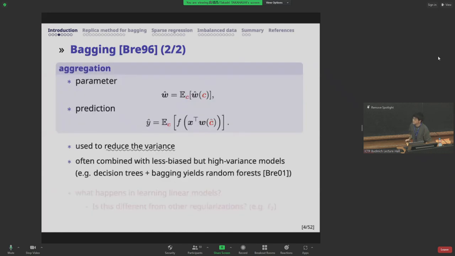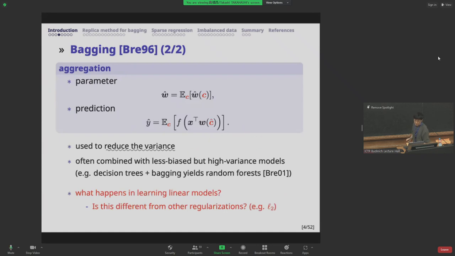In bagging, the final estimator is obtained by taking the average with respect to the resampling variable, C. It is usually used to reduce the variance, so it is often combined with less biased but high variance models. For example, decision trees combined with bagging yield the famous random forest algorithm.